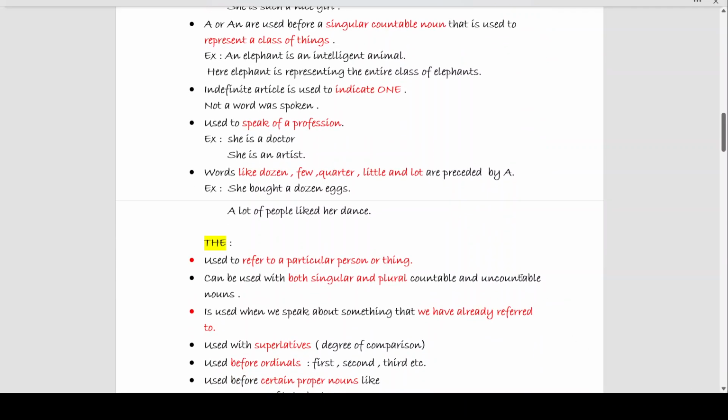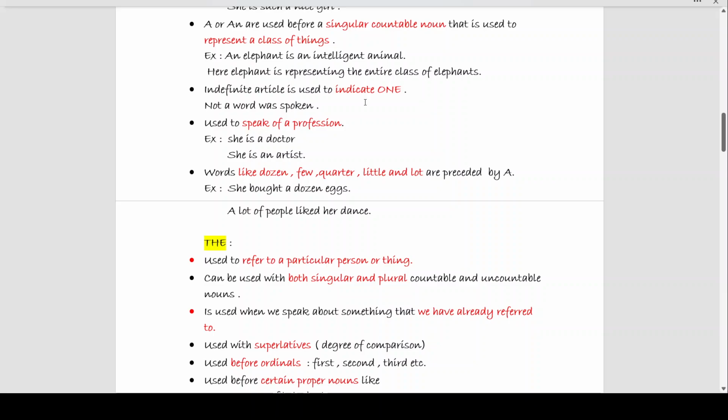Now, "a" or "an" are used before a singular countable noun that is used to represent a class of things. For example, "An elephant is an intelligent animal." Now, elephant is representing the whole class of animals. So there we will use "an". Here the elephant is representing the entire class of elephants.